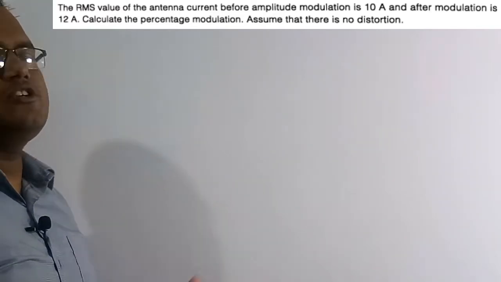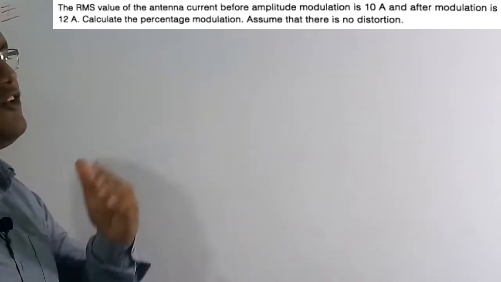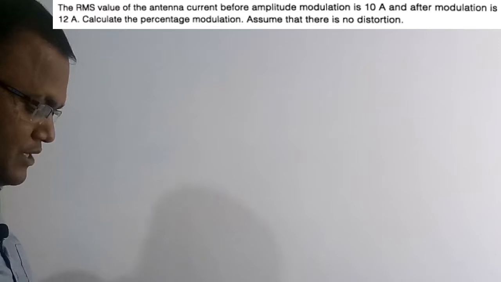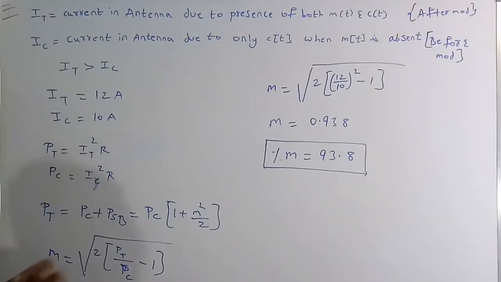So here they are also given that there is no distortion, means M is always going to lie less than or equal to 1, then only there is no distortion in the output. So let us solve this numerical. This question is given in the IAS 2011 for 20 marks. Now we will discuss the concept here.